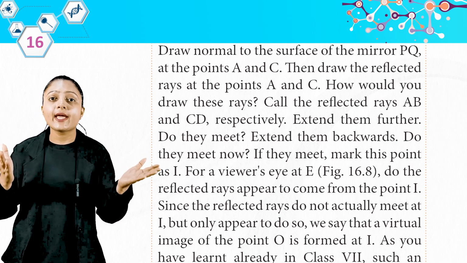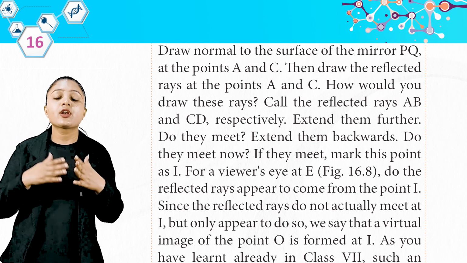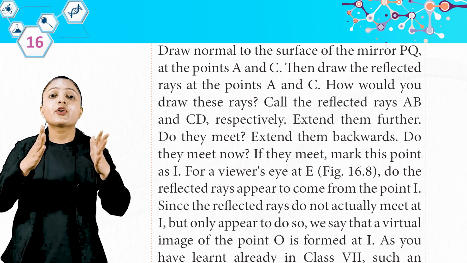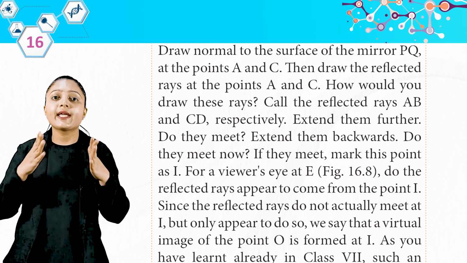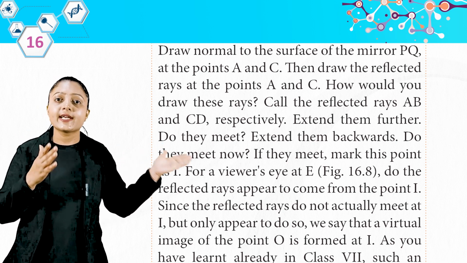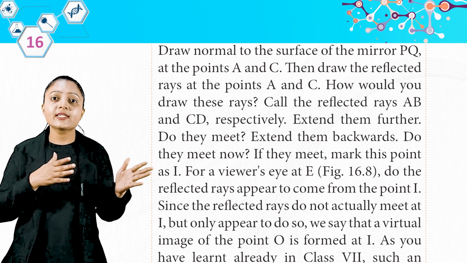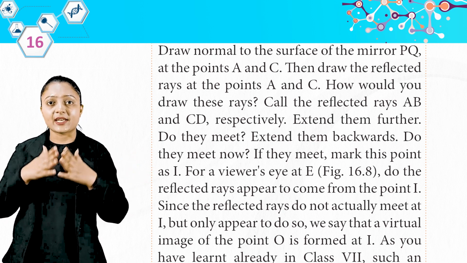Two rays OA and OC are incident on it. Can you find out the direction of the reflected rays? Draw normal to the surface of the mirror PQ at points A and C. Then draw the reflected rays at the points A and C. How would you draw these rays? Call the reflected rays AB and CD respectively.